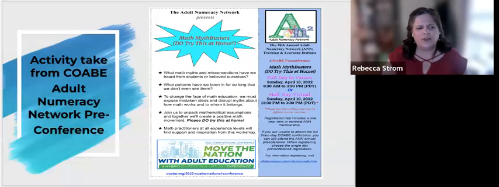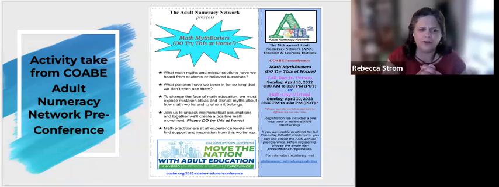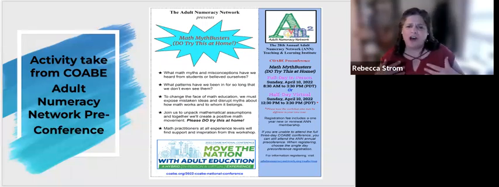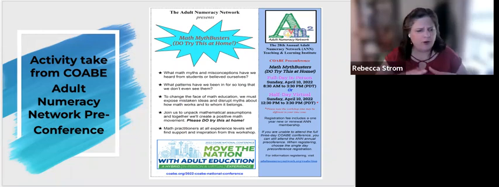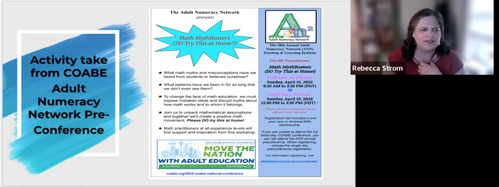Like I mentioned before, this activity was taken from COABE's pre-conference, which is the Adult Numeracy Network's conference session. They did a Math Busters Try This at Home activity. What was awesome about this is we got super hands-on. We were sitting at tables with these activities, playing with them. Since we don't have that kind of time to allow play, we're going to piece them apart a little bit and see if we can dig in.